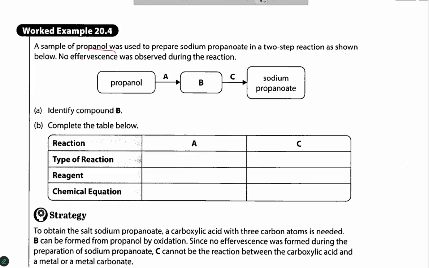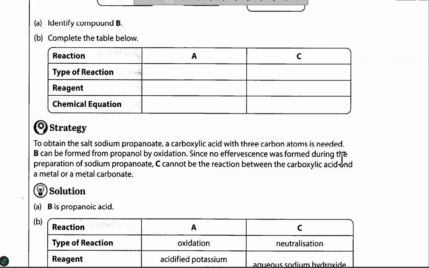And no effervescence. No effervescence means it cannot be metal. It cannot be carbonate. It can only be an acid-base reaction, right? So my reaction C here cannot be with metal or with carbonate because there is no effervescence. So I use a base, an acid-base reaction, neutralization. So the reaction is neutralization.